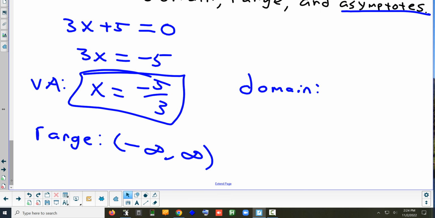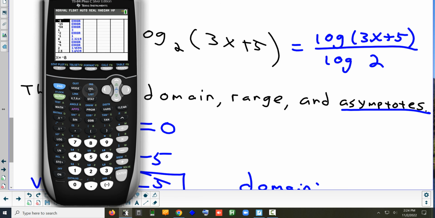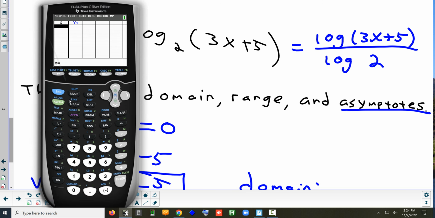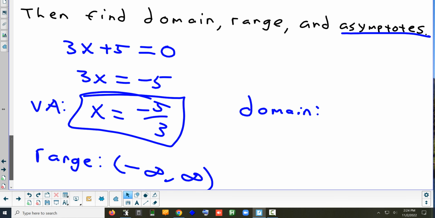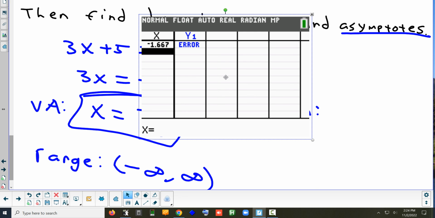Let's use the calculator and figure out which way it is. So type in log 3x plus 5 divided by log 2. I have other numbers already typed in, I'm just getting rid of them. Let's try putting in the asymptote itself. You should get an error. It should not work. Let's put in negative 5/3. Okay, that's what I would expect. So I get an error at negative 5/3.